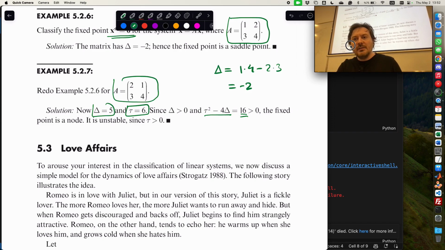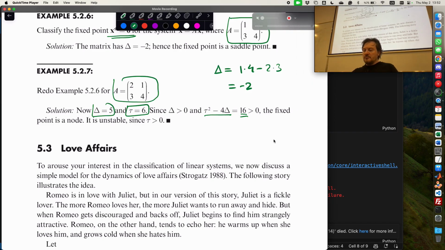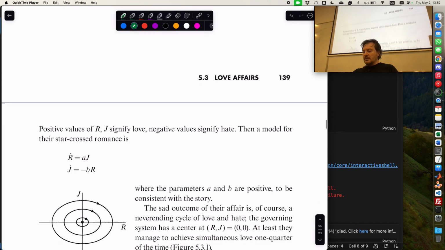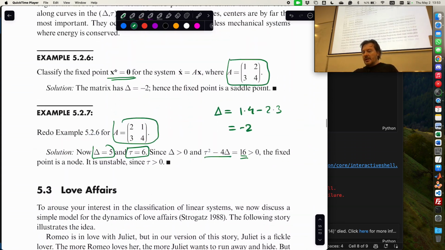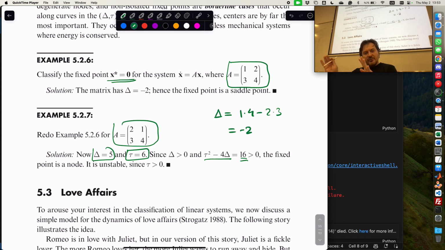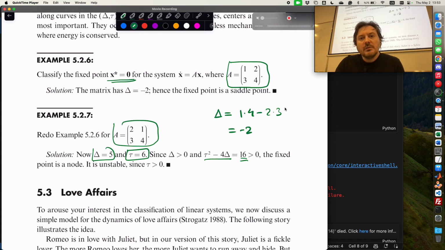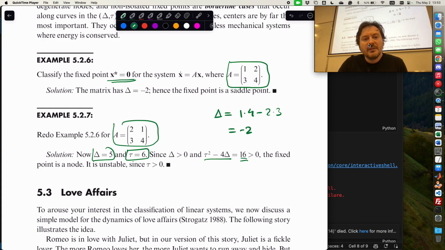You may be thinking this is just something arbitrary. It's not, because we now have a general picture of 2D linear systems. And when we go to 2D nonlinear systems, we can use this linearization around the points to figure out what's going on.